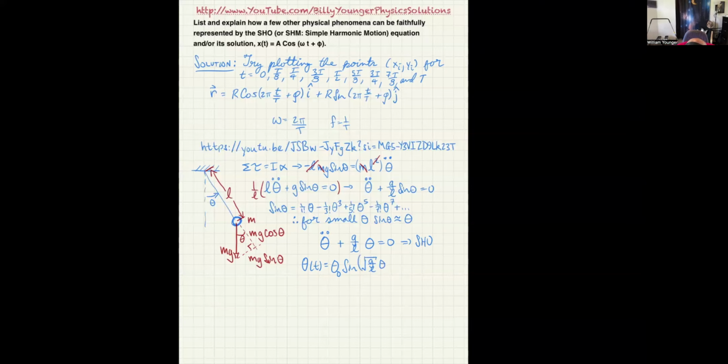plus phi. So again, you could have written this as A times the sine of the square root of g over L times theta plus phi. That would be fine as well. But the main thing is you see yet another physical phenomenon that has a simple harmonic oscillator as a solution. So I'll go ahead and box this off, and that's for the simple pendulum.